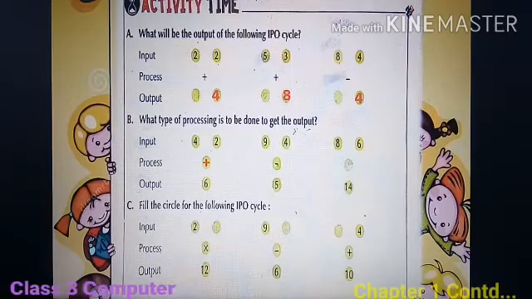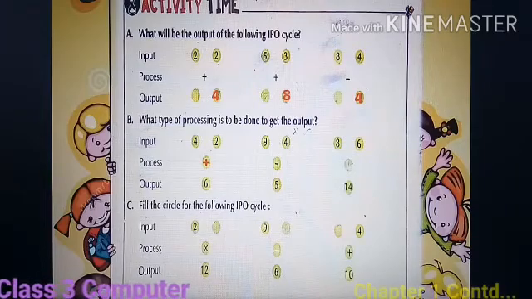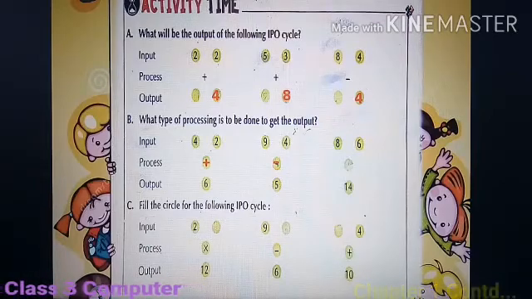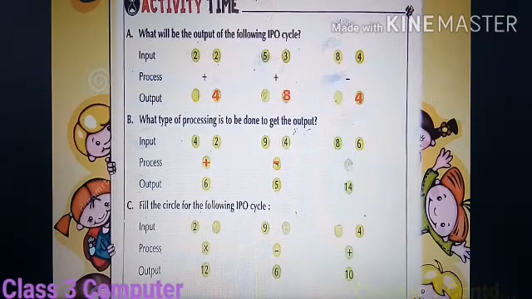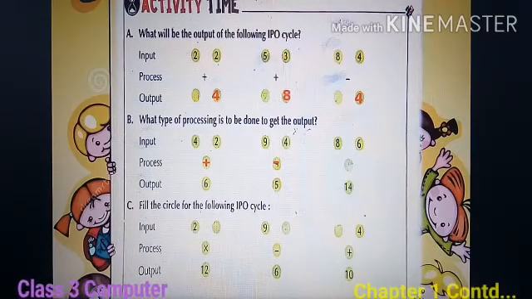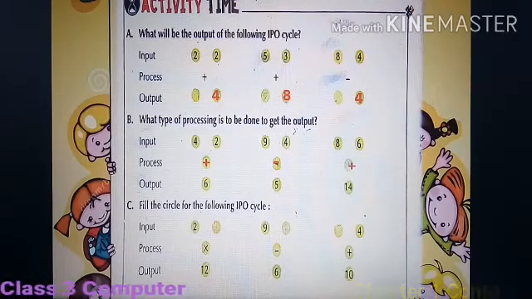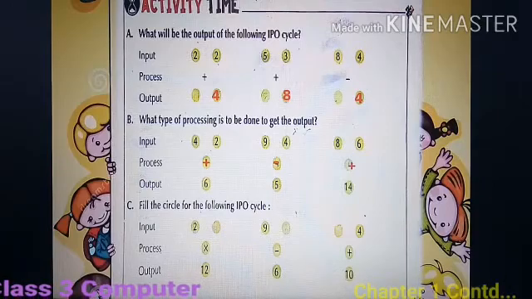In the second question, the inputs are 9 and 4 and the output is 5. Then what is the process? Yes, subtraction. In the third one, we have inputs 8 and 6 and the output is 14. Then what is the process? Yes, you are right. That is addition.